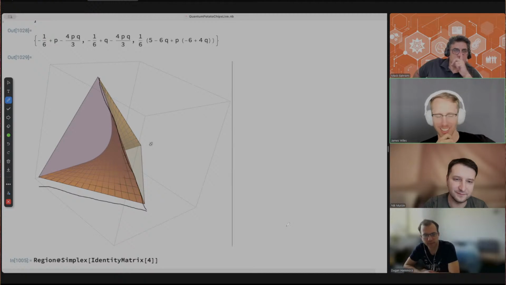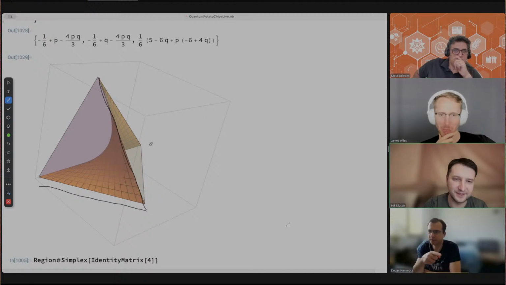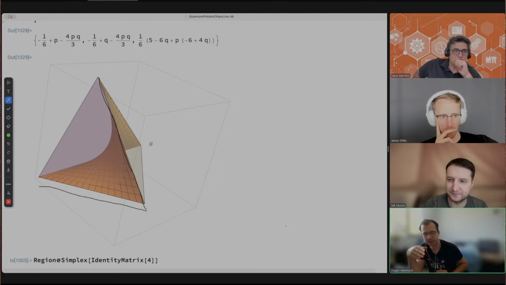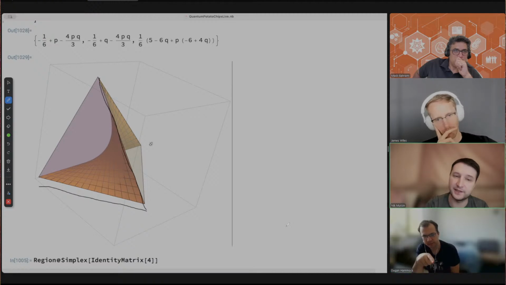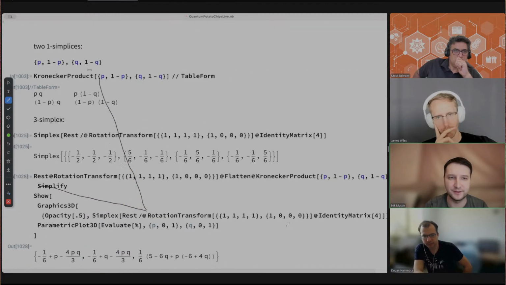What do you think, Dugan? Yeah, I mean, it's a ruled surface, so there are two families of straight lines, and they're going at angles that are sort of... you can span the whole surface with just one line. It's like you imagine that you just vary P or Q in that tensor product. In this Kronecker product, you just vary P.